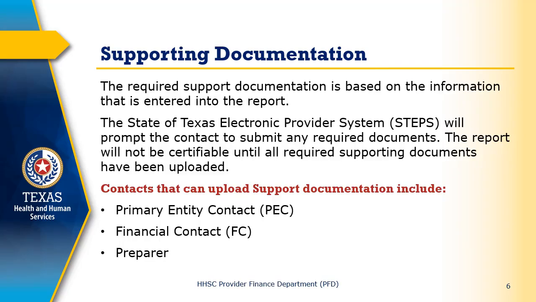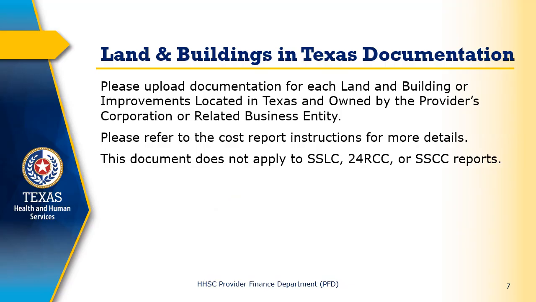Now you will learn about what support documentation is required in Section 13. Required documents are based on the information entered into the report. The State of Texas Electronic Provider System, STEPS, will prompt the user to submit any required documents. The report will not be certifiable until all required supporting documents have been uploaded. Users who can upload support documentation include Primary Entity Contact, PECT, Financial Contact, FC, Preparer.